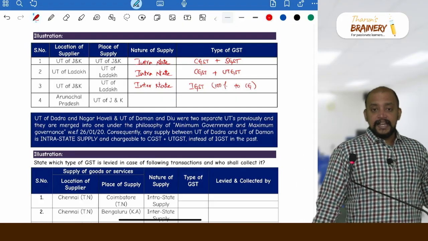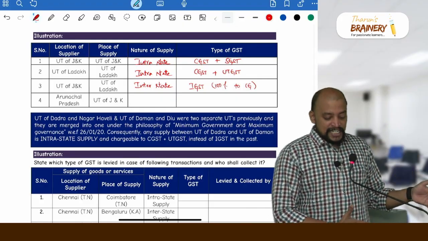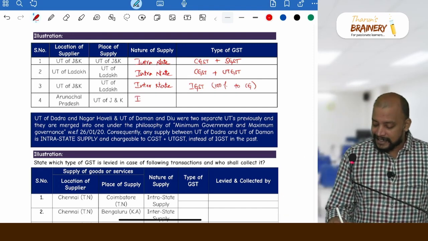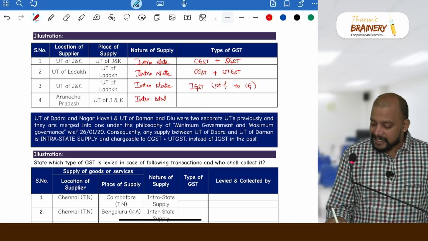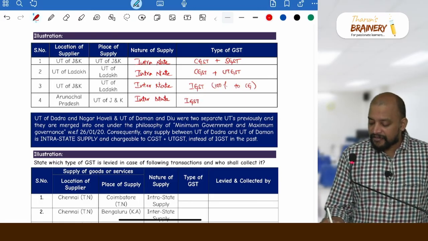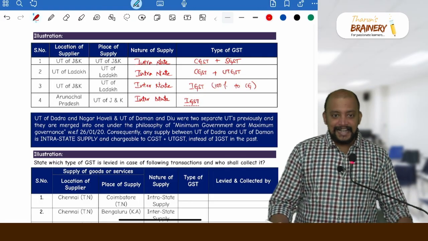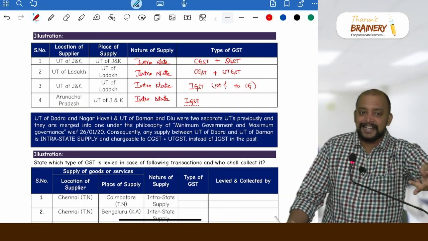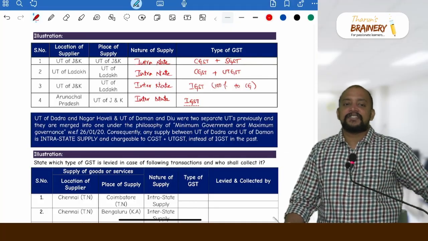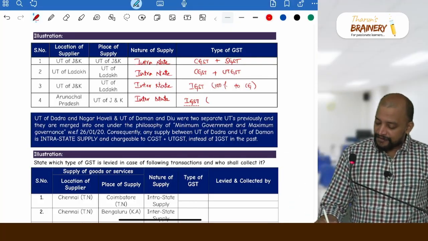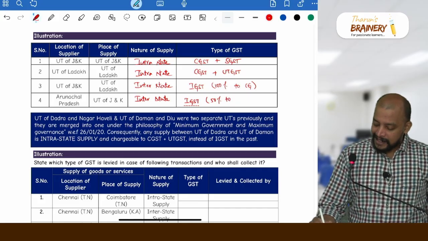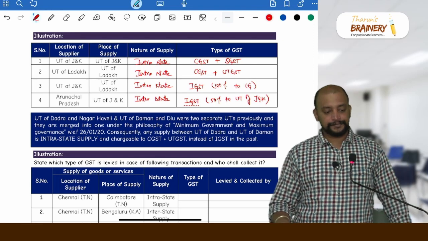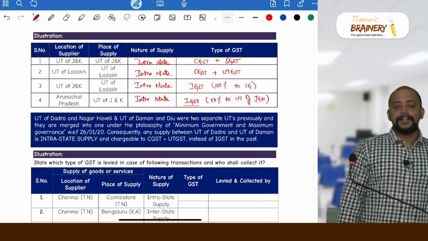Reverse. Location of supplier, Arunachal Pradesh. Place of supply, Union Territory of Jammu and Kashmir. Is it intra or inter? Inter. So what is the type of GST? IGST. Will there be 50% sharing? Yes. Because see the place of supply. Place of supply is Union Territory of Jammu and Kashmir, which is like a state. So as there is a consuming state, that's the reason why 50% will be distributed. So 50% to Union Territory of Jammu and Kashmir. Understood here?